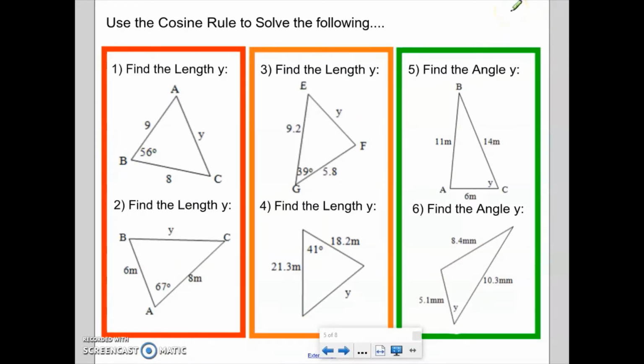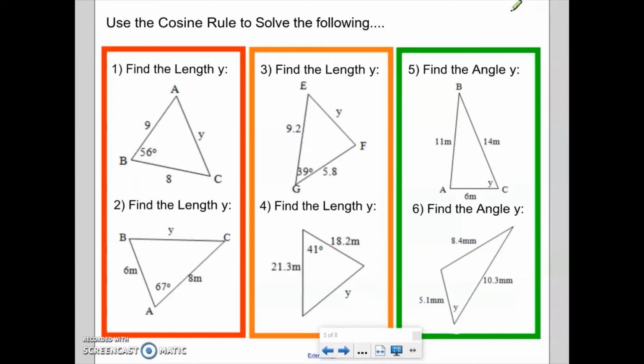Okay, so here is a task for you to have a go. On the screen, I've placed 6 questions. Some of the questions ask you to work out a length. Some of the questions ask you to work out an angle. So we will be testing or practicing with both versions of the cosine rule.